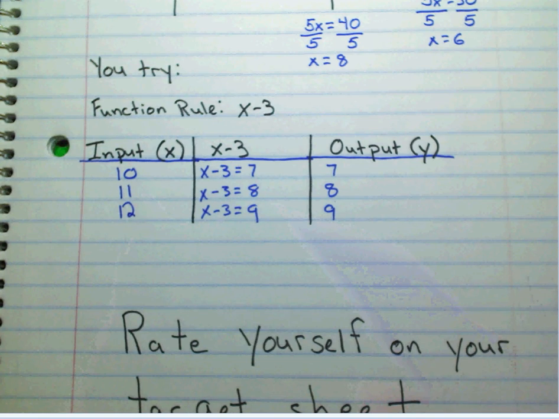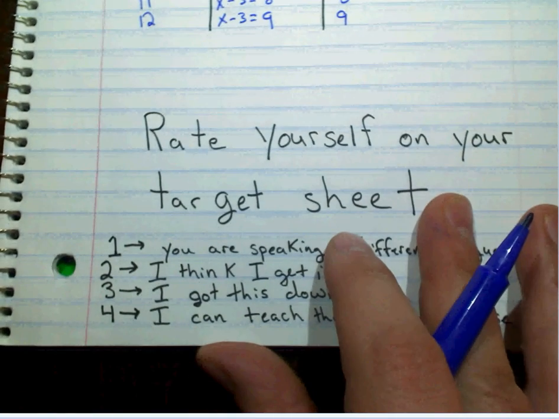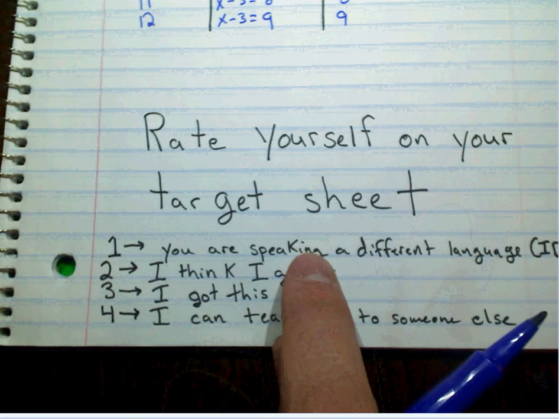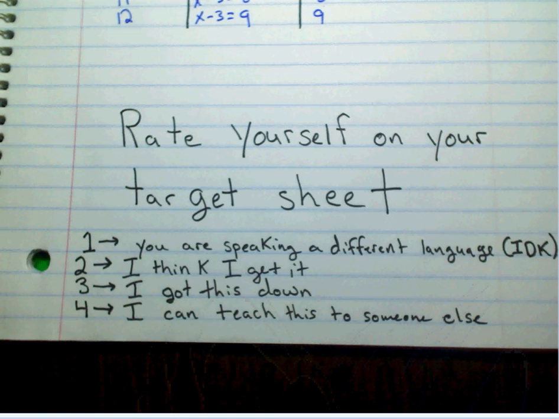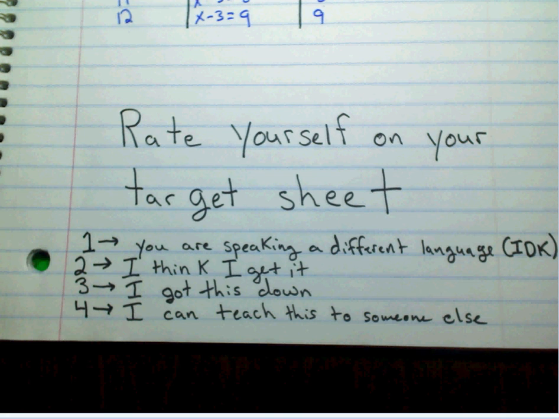Okay? Right now, what you're going to do is you're going to pause the video, rate yourself on your target sheet. Remember, if you are a 1, you think that I'm speaking a different language right now, and you have no idea what's going on. Number 2 is that you think that you get it, and you can do some of it on your own. 3 is I got this down, I know what I'm doing. And 4 is I can teach this to someone else in the class.